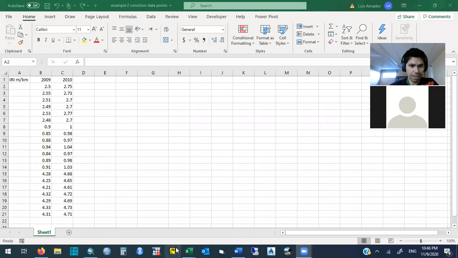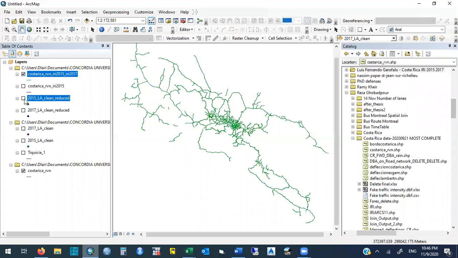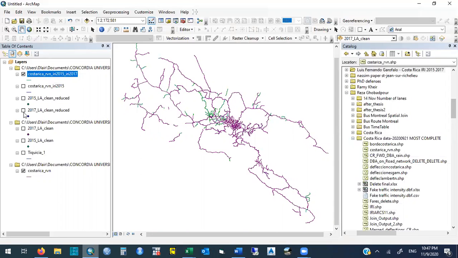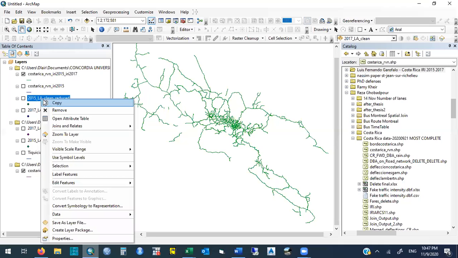This class covers the third method for deterioration. In this method, you have two condition assessments, whether this is International Roughness Index, like shown in this map on screen, for two points in time. In this case, we have the year 2015 and the year 2017. So there's a separation of two years in the data we're dealing with.